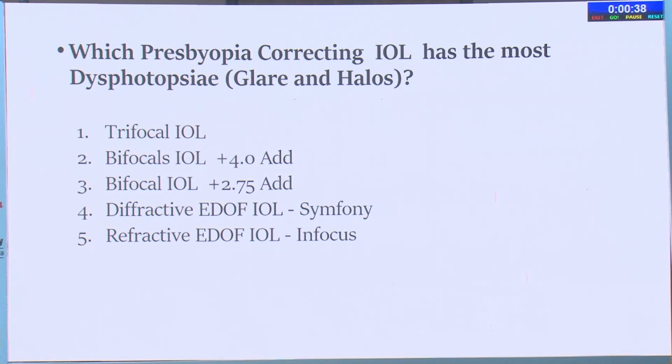So these are the common questions we come across. Which presbyopia IOL has the most dysphotopsia? Please understand, whenever there is any lens which has more than a single focal point, you are bound to have glare and halos. There is no doubt about it. So every lens will produce glare and halos. The only thing is what is the amount of glare and halos which they produce. So this is what you should remember.